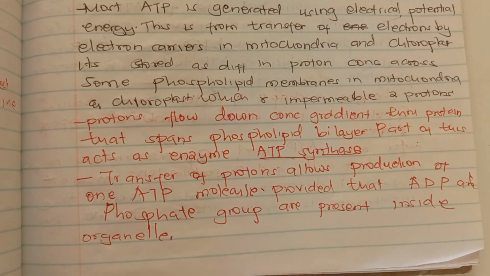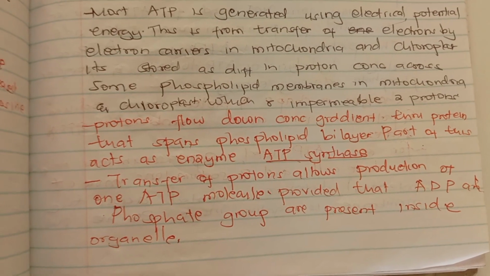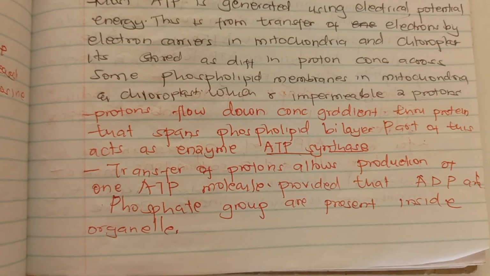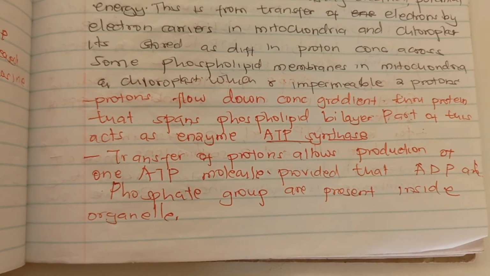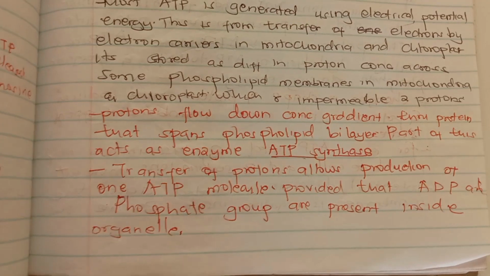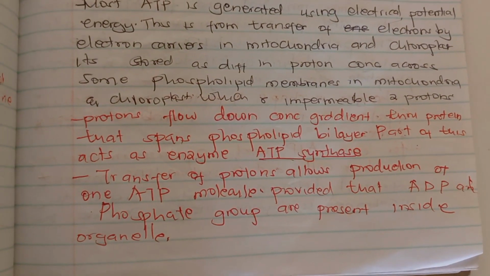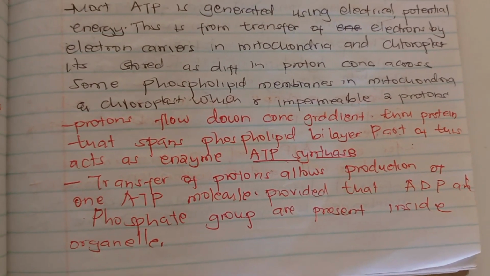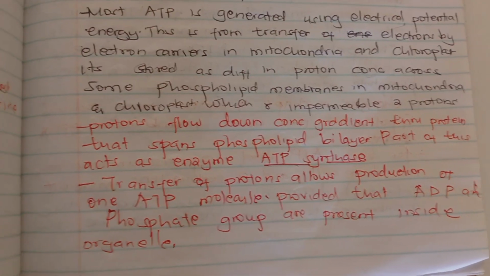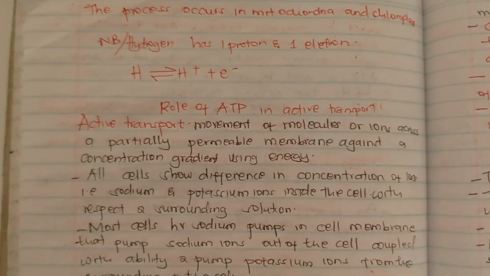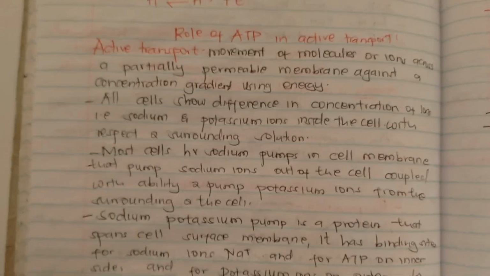So protons flow from a high concentration area to a low concentration area through the phospholipid bilayer, and part of it acts as an enzyme, ATP synthase. Transfer of protons allows production of one ATP molecule, provided that ADP and a phosphate group are there. So ATP is made in that process. This process occurs in the mitochondria and also in the chloroplast.